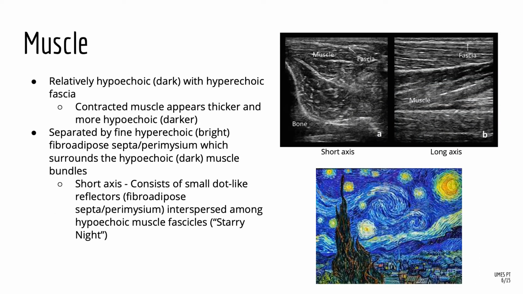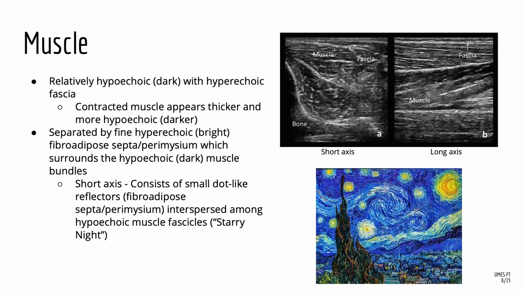Now we're going to talk about muscle. It's relatively hypoechoic, so dark with hyperechoic fascia. Contracted muscle appears thicker and more hypoechoic, so darker than relaxed muscle. It's separated by fine hyperechoic fibers, which surrounds the hypoechoic dark muscle bundles.